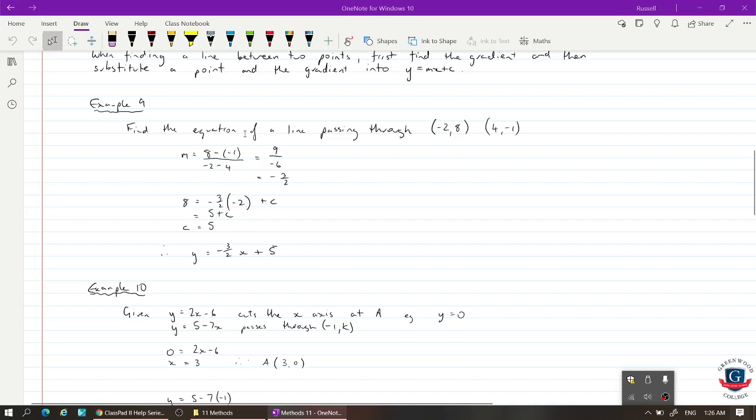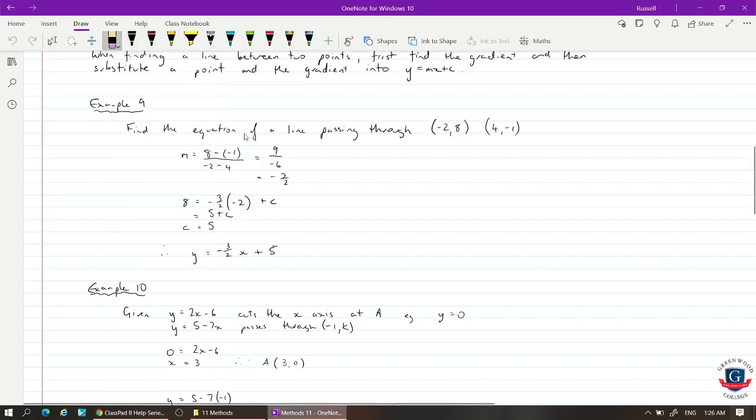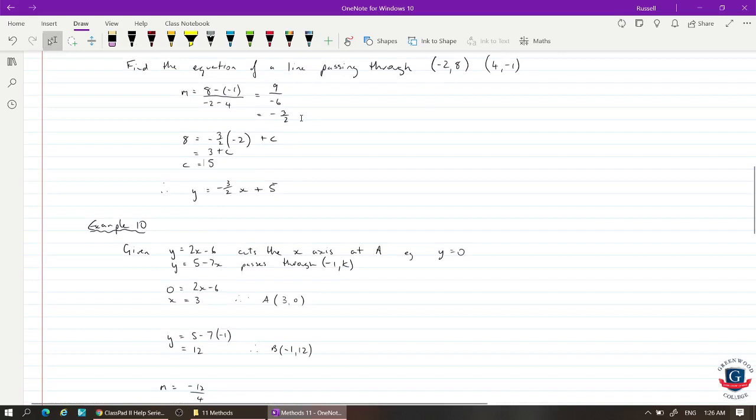No, that's not correct. 8 equals 3 plus c. Twos cancel out, negatives cancel out, leaves you with 3. c, 3 plus 5 equals 8. That's where c equals 5 comes from. So once we have the c value and the gradient, we can write out the equation. y equals -3 over 2 x plus 5. Now if we know a value for x, we can find the corresponding value for y.